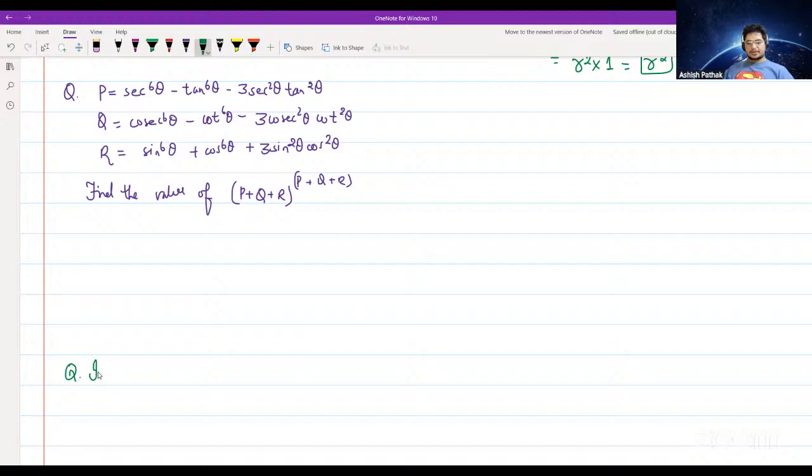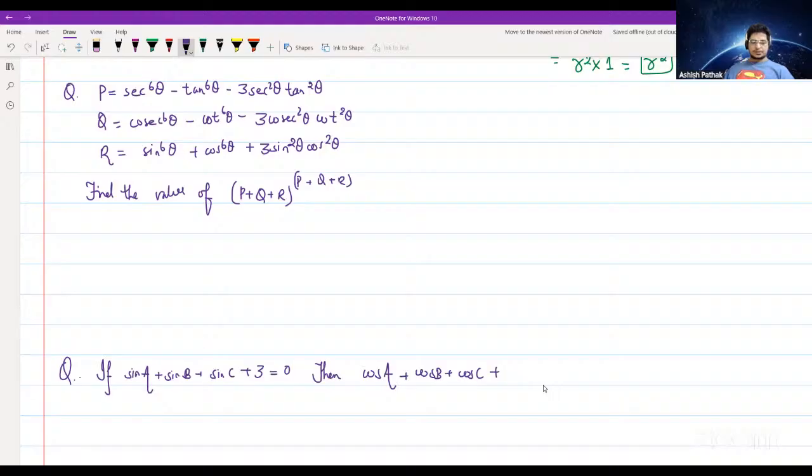Next question that I'm writing here: if sine of A plus sine of B plus sine of C plus 3 is equal to 0, then cos of A plus cos of B plus cos of C plus 10 is equal to what?